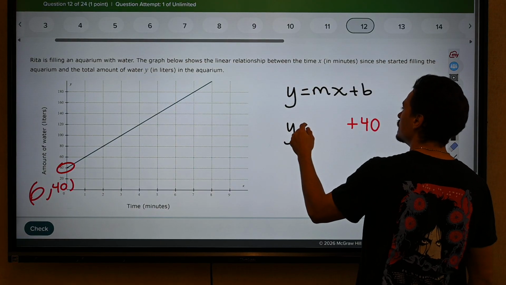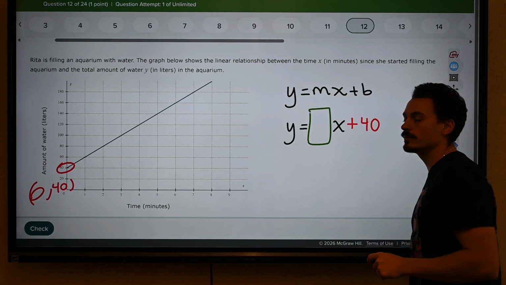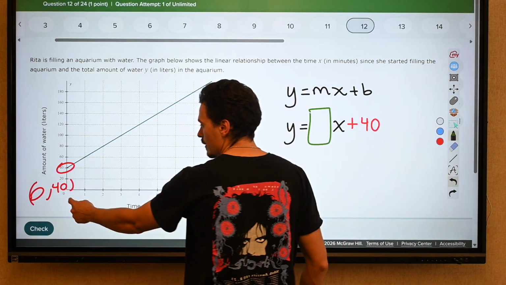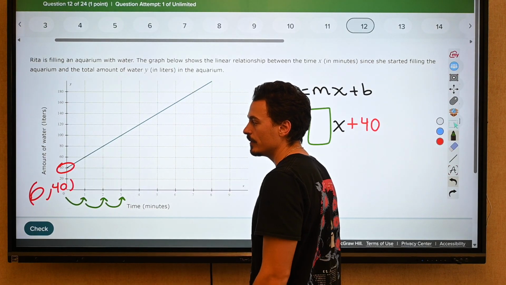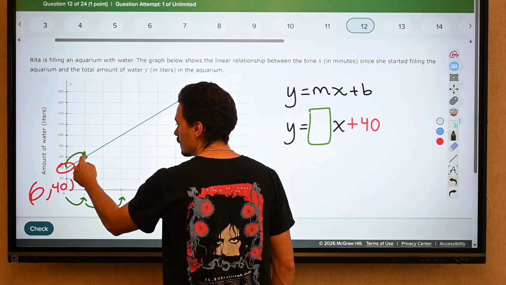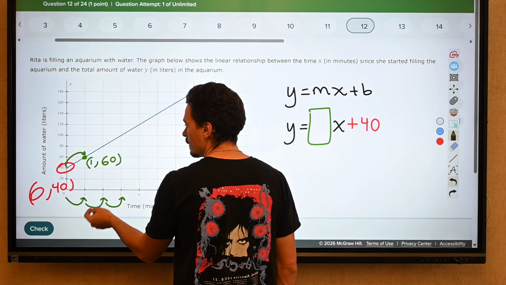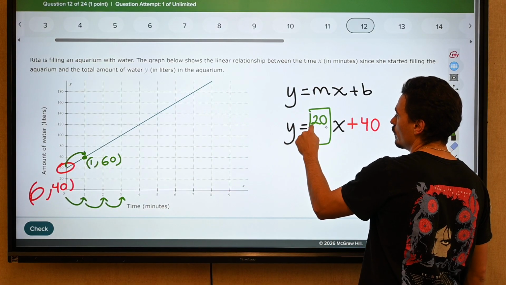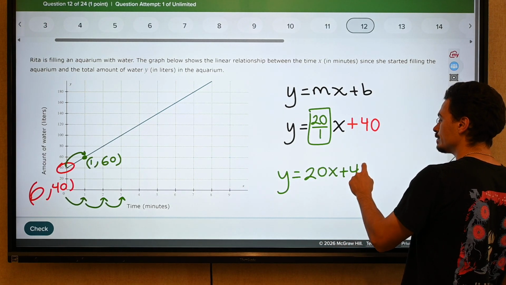We get y equals our slope times x. We need to find our slope from the graph. If we look over here, these numbers for the x values are going up by 1. And if you look here, these y values are going up by 20, because this is the point 1, 60. To go from 40 to 60, you have to go plus 20. So it would be 20 over 1. So our final equation is y equals 20x plus 40.